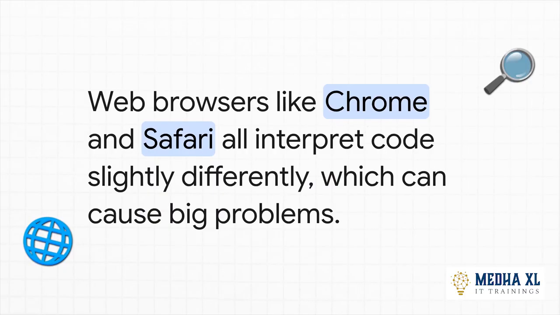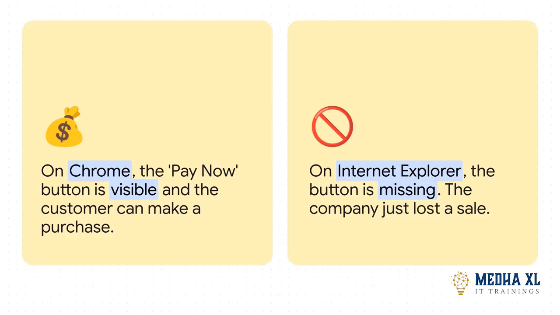And the final hurdle, and this one can be the trickiest, especially for websites, is the browser. Chrome, Safari, Firefox. They're all supposed to read the same code, but they can sometimes interpret it in slightly different ways, and those slight differences can cause huge problems. For instance, in a modern browser like Chrome, you're on a shopping site and the Pay Now button is right there where you expect it to be. Easy. But if you open that same site on an older browser, the button might just vanish.